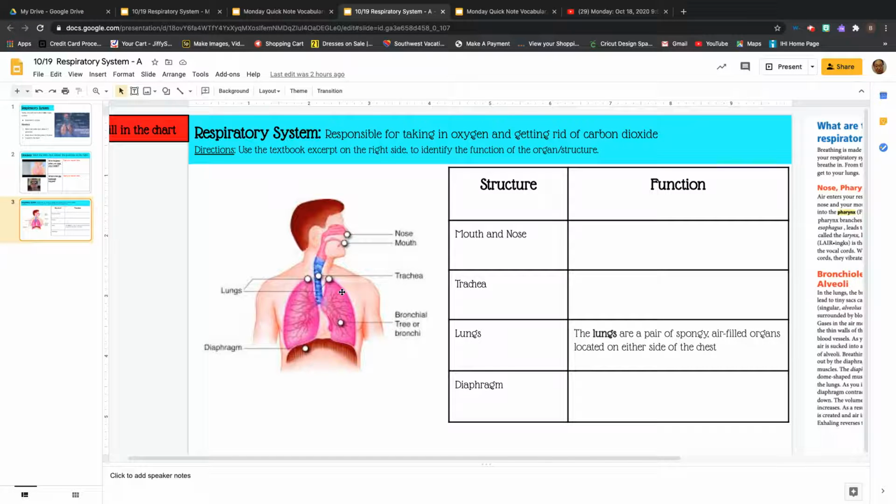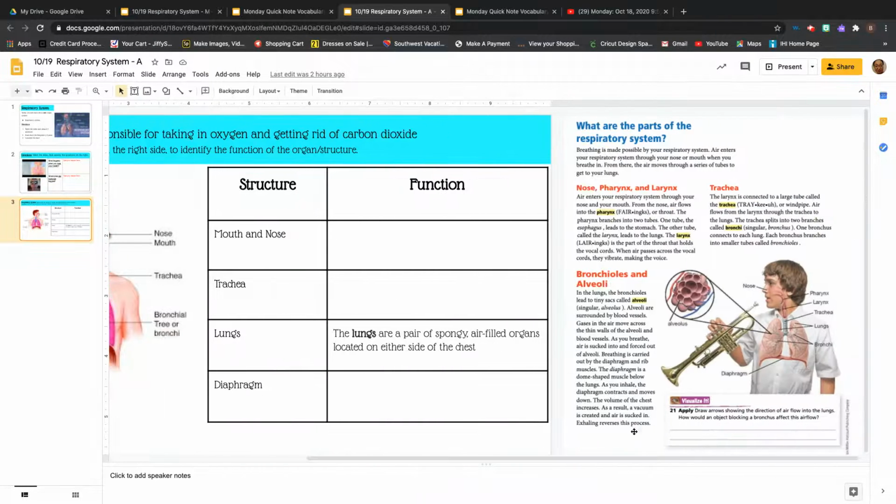For slide 3, we mentioned the respiratory system is responsible for taking in oxygen and getting rid of carbon dioxide. You're going to use the textbook excerpt to the right, just like last week, to fill in the chart. Like the first one says, mouth and nose. Let's read through this all together, and then you can complete the chart. So what are the parts of the respiratory system?